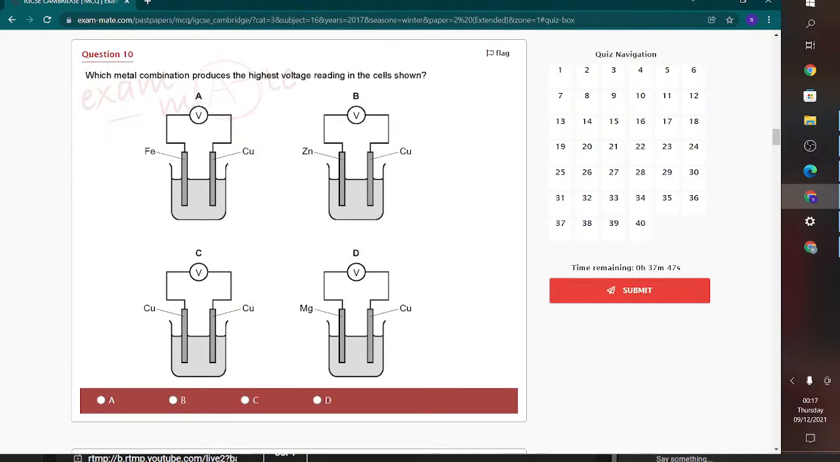Which metal combination produces the highest voltage reading in the cells shown? To produce the highest voltage, there should be the largest difference between reactivity. So magnesium is the most reactive element, and copper the least. So it's D.